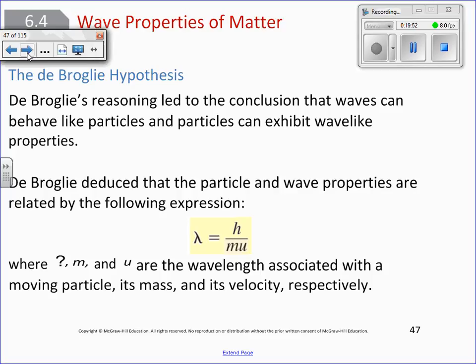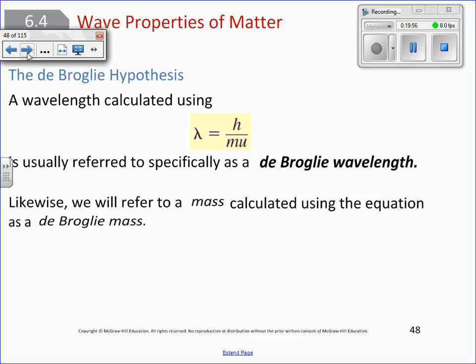If you calculate the wavelength using that equation, it's called the de Broglie wavelength. If you calculate the mass using that equation, it's called the de Broglie mass. And then we'll kind of skip that because we don't really need to do that.